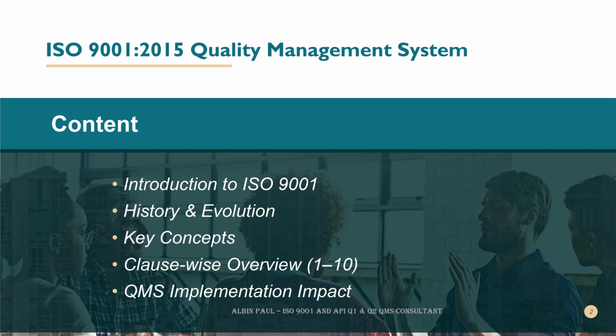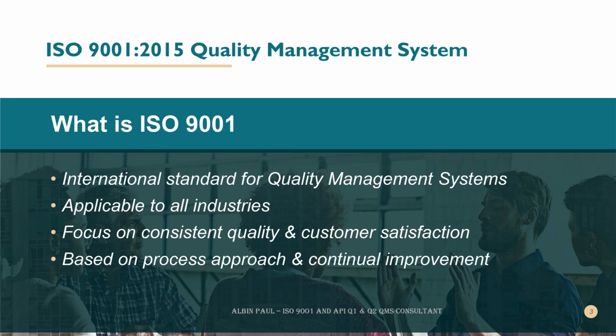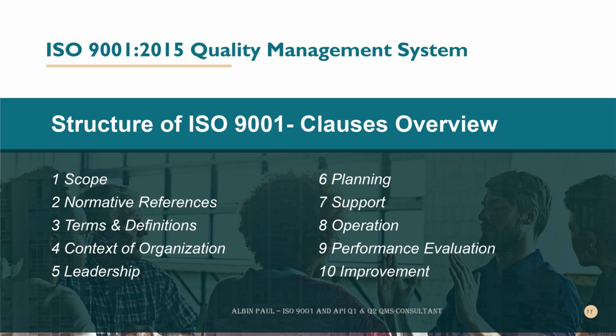Here is what you will learn in today's session. We will start with a quick introduction and then walk through the evolution and the purpose of the ISO 9001 standard. Next, I will cover the key concepts that you must understand before implementation. Then I will introduce the ISO 9001 clause requirements. Clauses 1 to 4 cover the structure, scope, definitions, and the context of the organization. Clause 5 is leadership, 6 planning, 7 support, 8 operations, 9 performance evaluation, and 10 improvement.